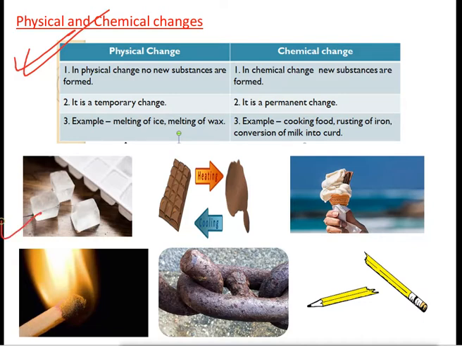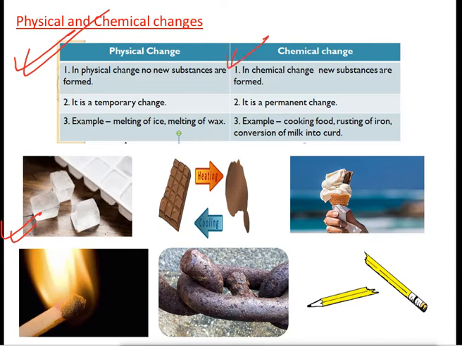For example, melting of ice. When ice cubes melt, it changes into water, but previously also it was water, and when it has melted, then also it's water. So its identity has not changed, and in that case we have not got any new substance, it is still water, right? So melting of ice is an example of physical change.